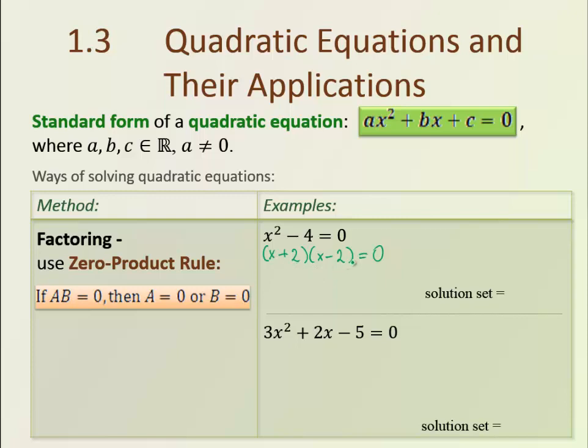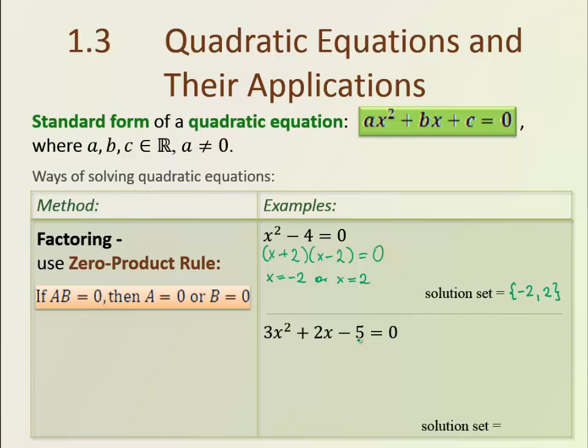Therefore, to complete the solution for this equation, either the first bracket is 0, which means x is equal to negative 2, or the second is 0, which gives me x equals 2. We can say that the solution set to this particular quadratic equation consists of two numbers, negative 2 and 2. So we can write solution set equals {-2, 2} in curly brackets like this.